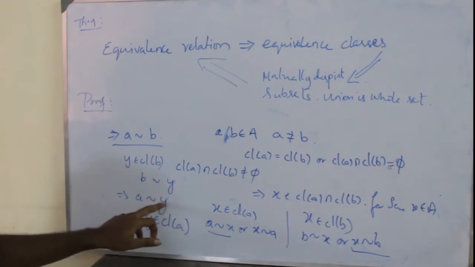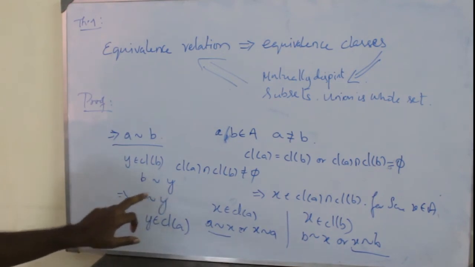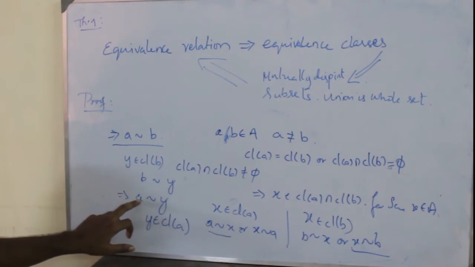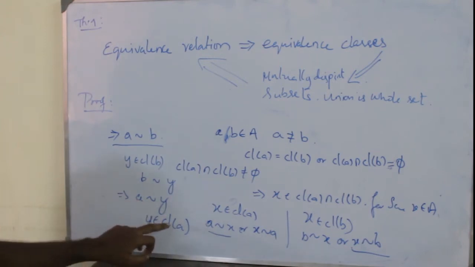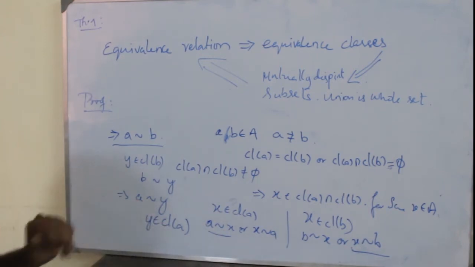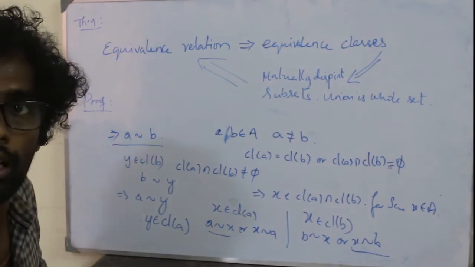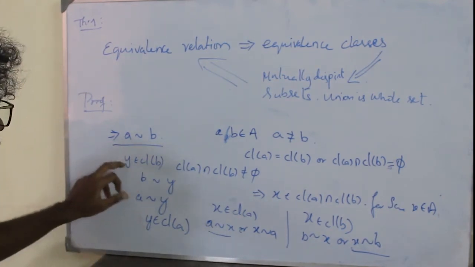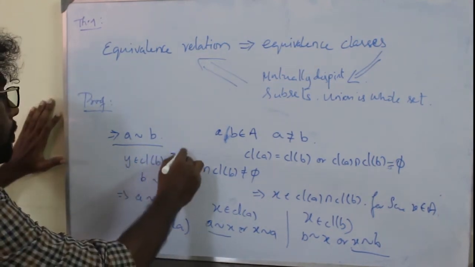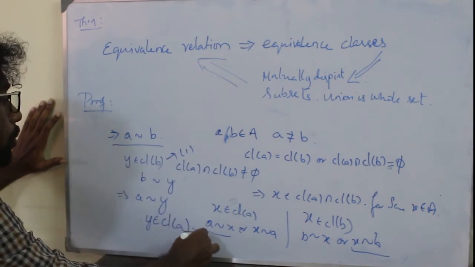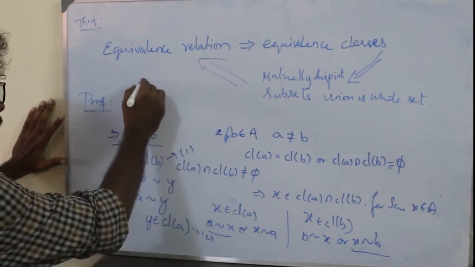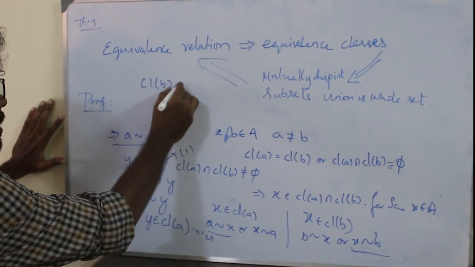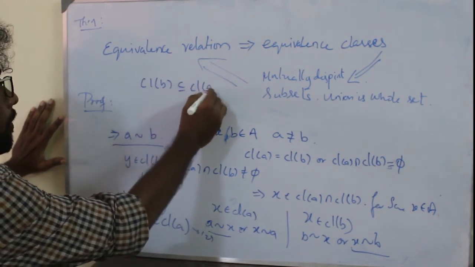Because A is related to Y, that means Y is related to A, so whatever is related to A, I am going to put in Cl of A. Therefore, Y will be in Cl of A. But Y belongs to Cl of B. Thus, Cl of B is a subset of Cl of A.